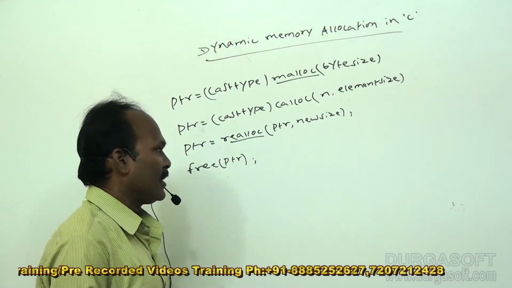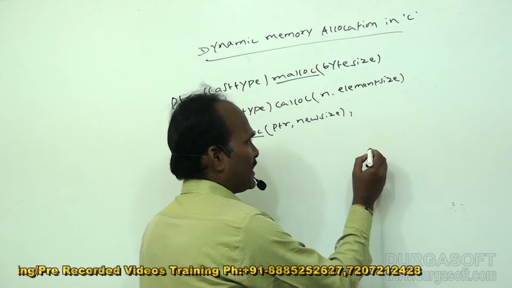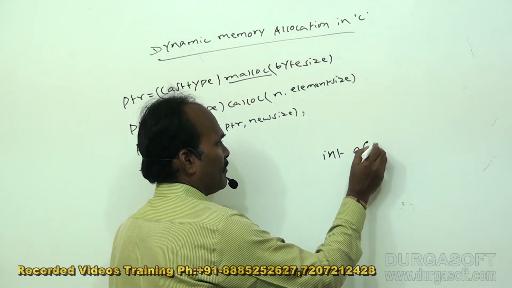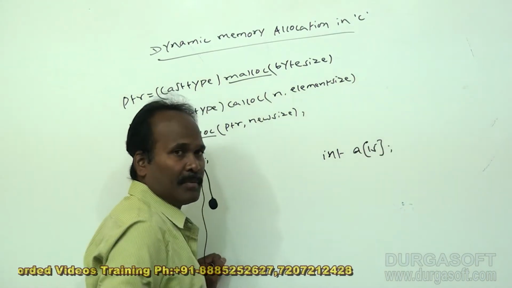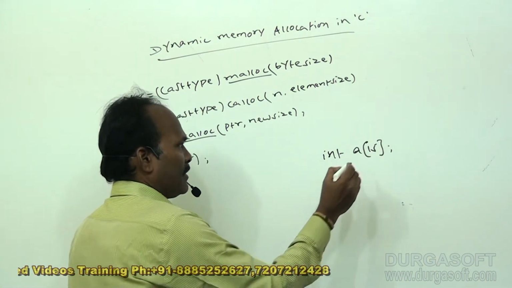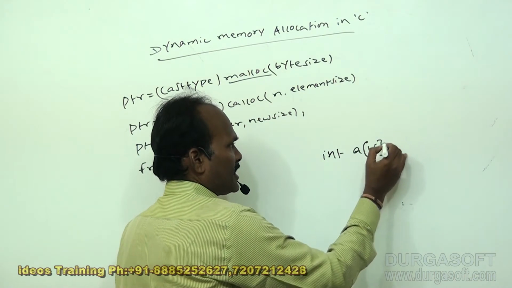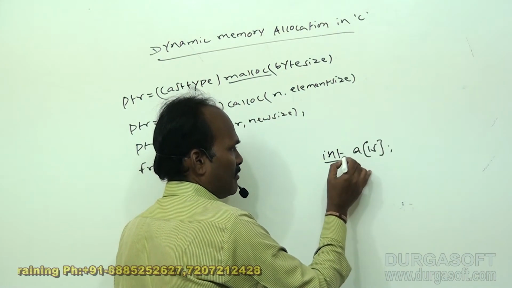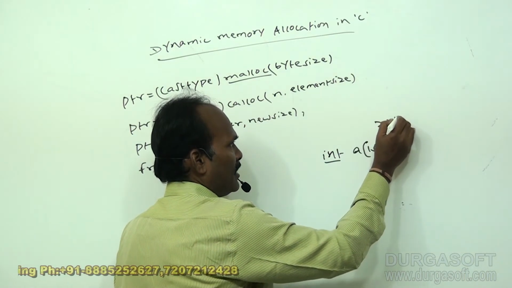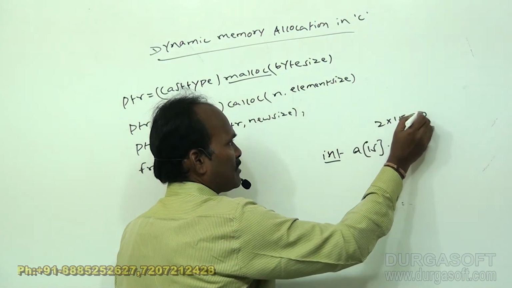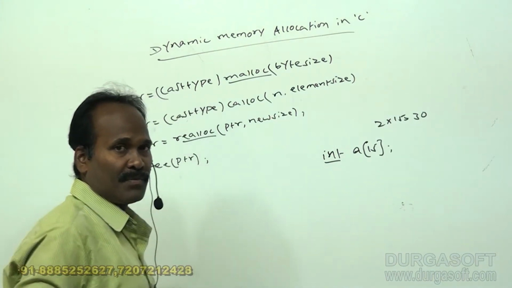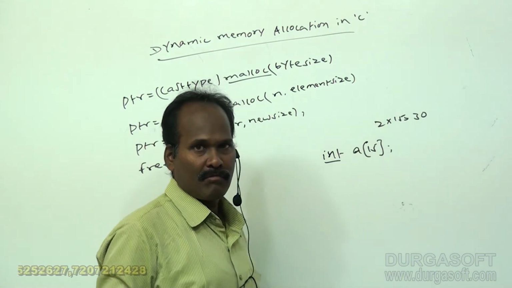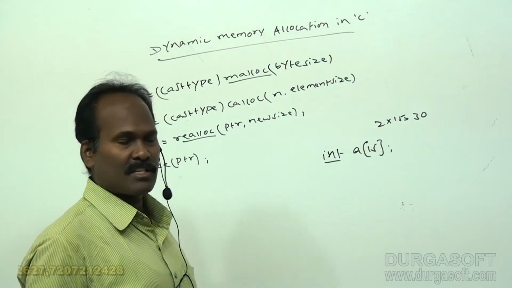Suppose I declare one array like this, int a[15]. Now a[15] means it is the responsibility of the compiler to allocate how much space here. Suppose an integer variable occupies 2 bytes. 2 into 15, it is going to occupy 30 bytes of space. So 30 bytes of space we may or may not use.